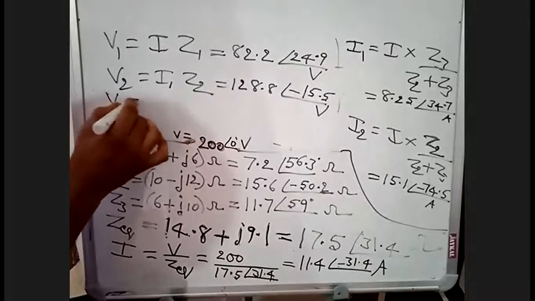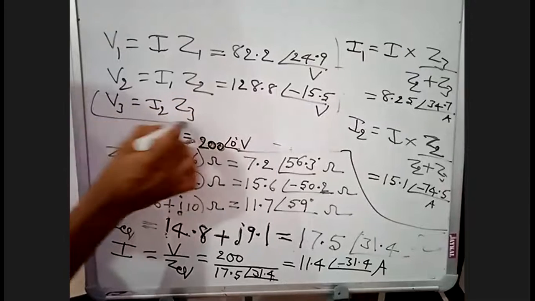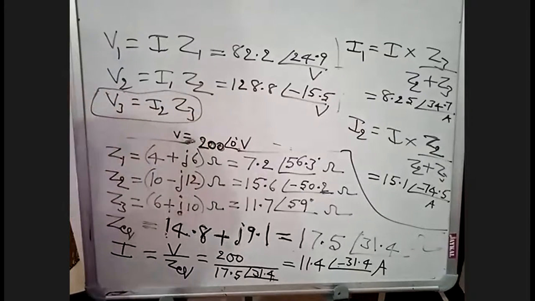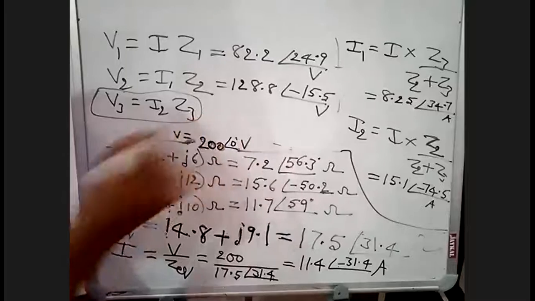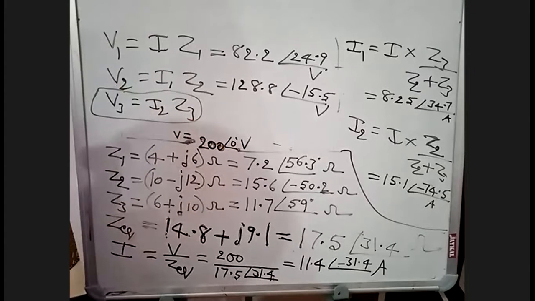Your V3 is I2 into Z3. There is no need to calculate V3 because V2 is equal to V3. Calculate only V1 and V2. Okay.